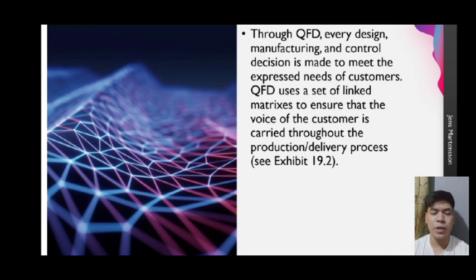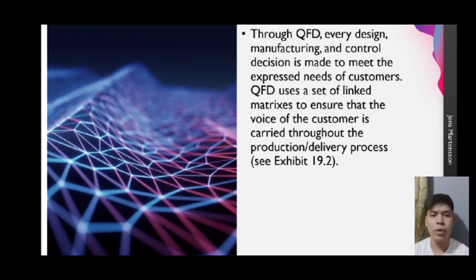Through quality function deployment, every design, manufacturing, and control decision is made to meet the express needs of customers. Quality function deployment uses a set of linked matrices to ensure that the voice of the customer is carried throughout the production delivery process.